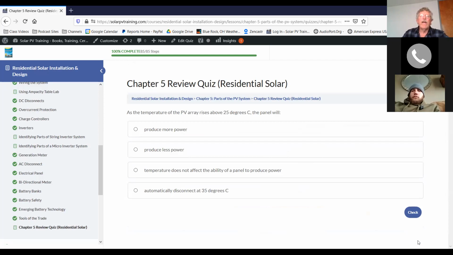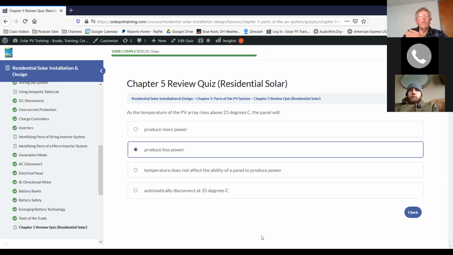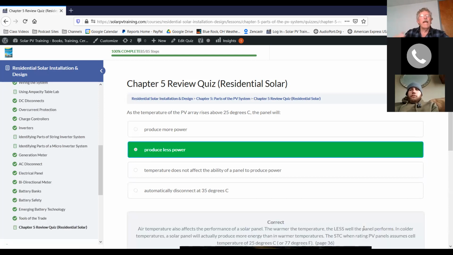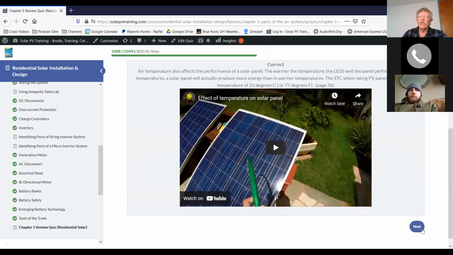As the temperature of a PV array rises above 25 degrees, the panel will produce less power. So the colder it gets, the more power the panel will produce, which is a little bit counterintuitive, because we think about desert environments as being the best because there's a lot of sunshine. But actually the heat will make that a little less effective. One of the best places for solar is on the lee side of the Rocky Mountains, up in Colorado, where there's a lot of sunshine but very cold temperatures. So cold is better for electricity. And there are some videos in here that'll show some of the effect of that.